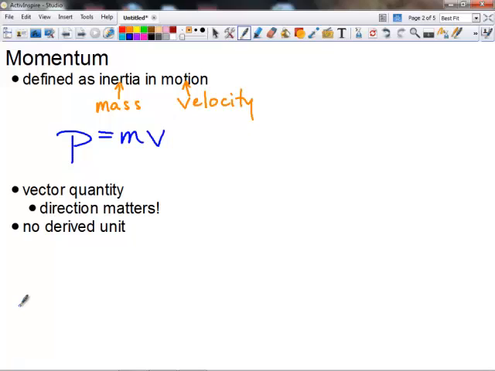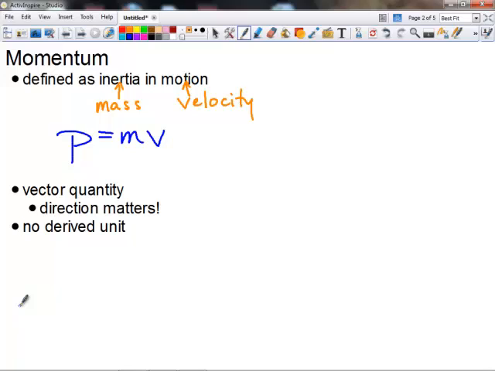Capital P, remember, was power. Lowercase p is momentum. It's a vector quantity, so direction matters. If you have the momentum of an object traveling to the right, and we make that positive, and you have an object that's traveling to the left, its momentum must be negative because it's in the opposite direction.